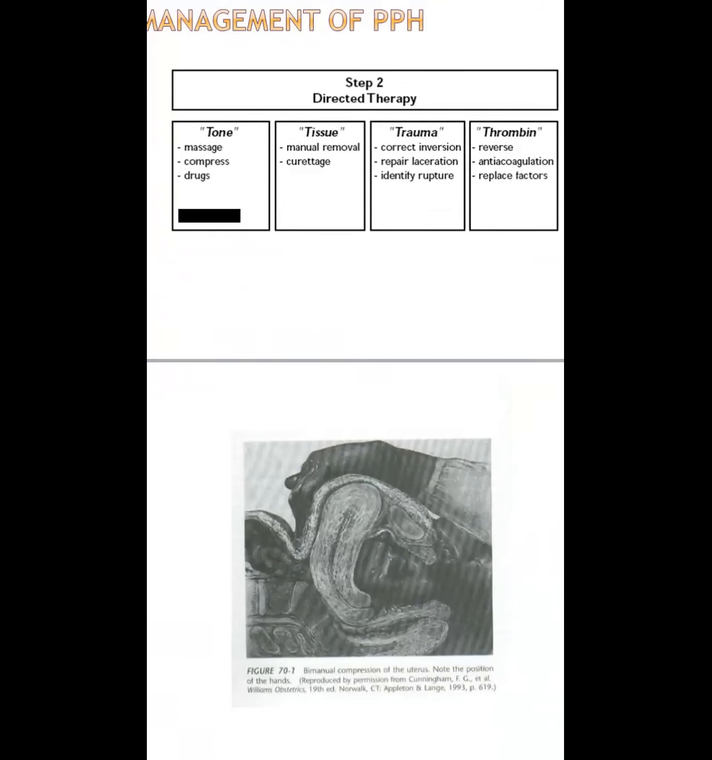Next T is for trauma. For example, if there is uterine inversion, the inversion should be corrected. If there is any tear or laceration in the lower genital tract, for example the cervix or vagina, it should be repaired. Uterine rupture should be identified, and then treated, that is laparotomy and all that. Next is thrombin. If there is any coagulopathy, reverse the anticoagulation and replace factors. For example, if a factor is deficient, replace it.